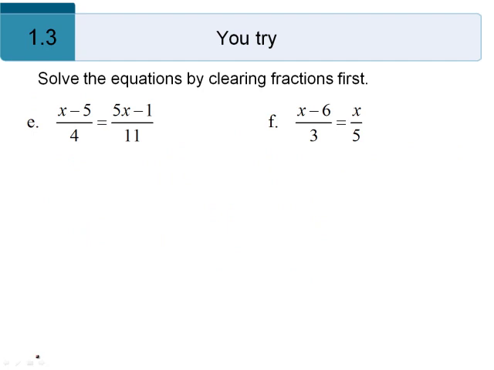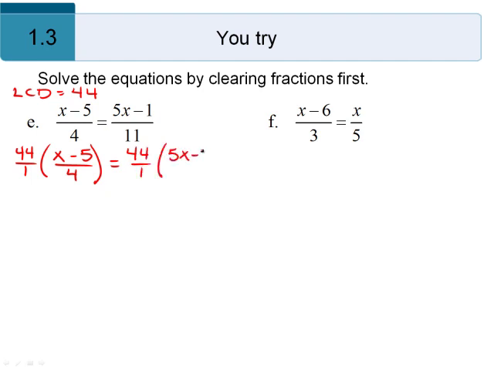Letter E. So solve the equations by clearing the fractions first. So look at the 4 and the 11. The common denominator there is going to be 44. So that's what we're going to multiply both sides by. 44 over 1 times x minus 5 all over 4. And then we're going to put 44 over 1 on the other side.